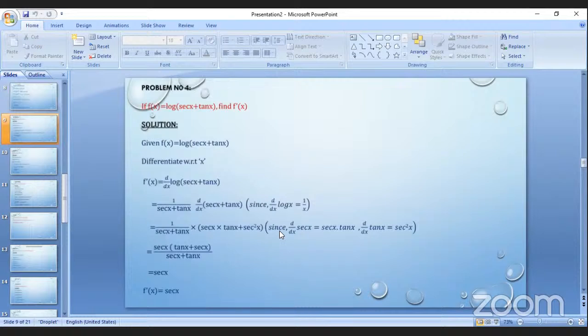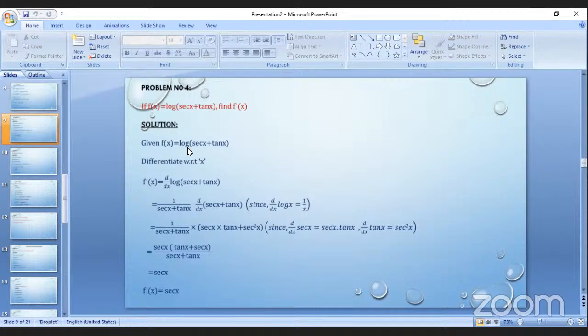Problem number 4. If f of x equal to log of secant x plus tan x, then find f dash x. If f of x equal to log of secant x plus tan x, then find the value of f dash x. Solution. Given function f of x equal to log of secant x plus tan x.